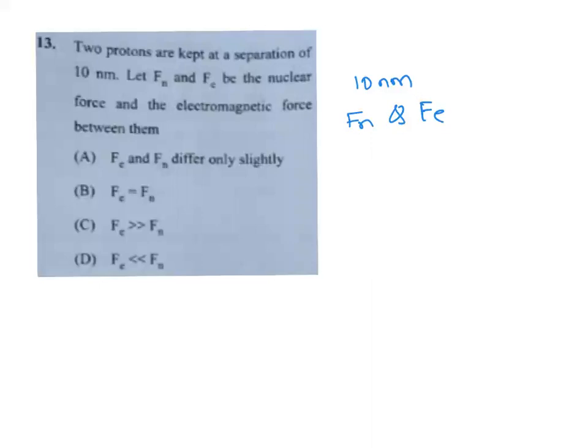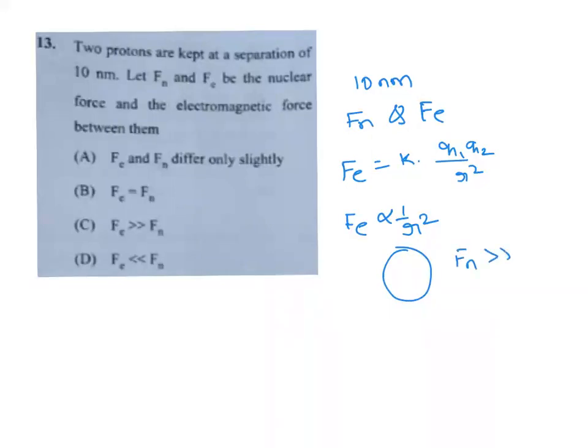You know how we find the electrical force: k into q1 q2 divided by r square. Therefore the electrical force is inversely proportional to the square of the distance between the two charged particles. In theory you have also studied that the nuclear force is much stronger than the electrostatic force inside the nucleus. It is very important. Inside the nucleus, the nuclear force is much stronger than the electrostatic force.